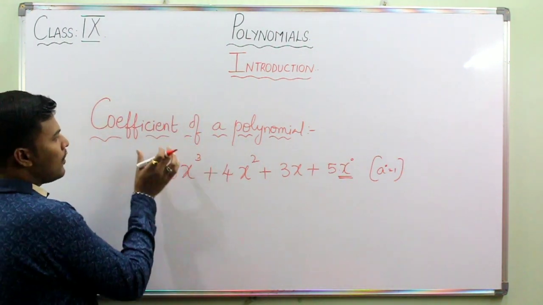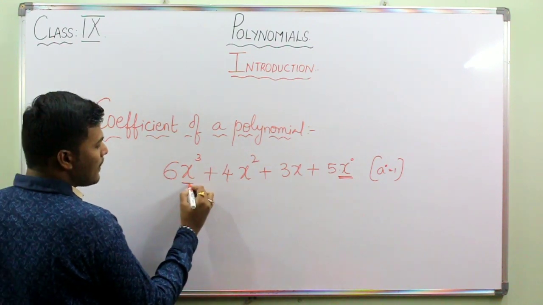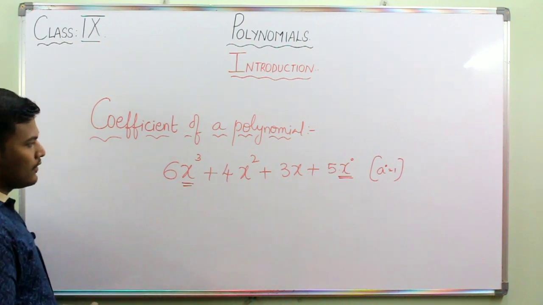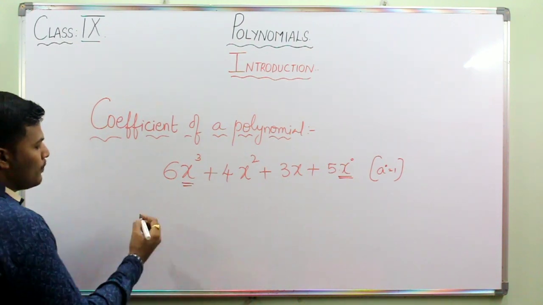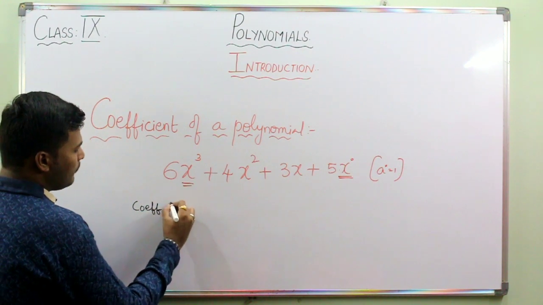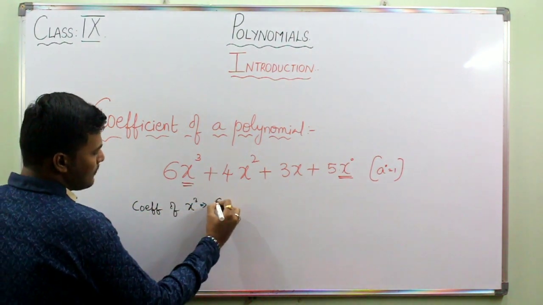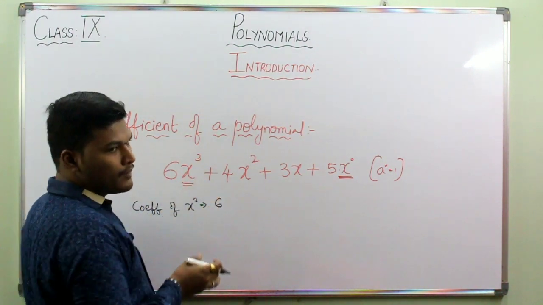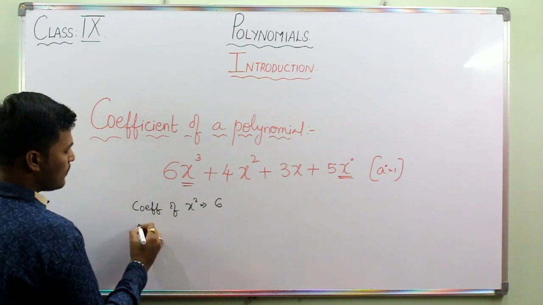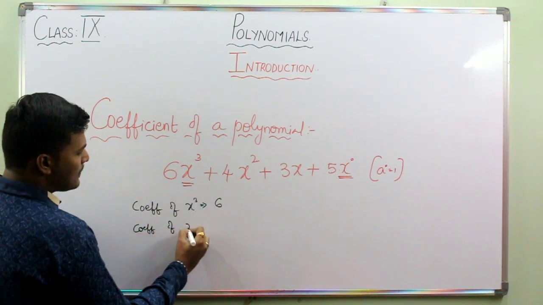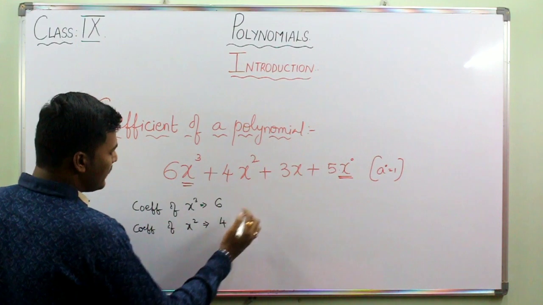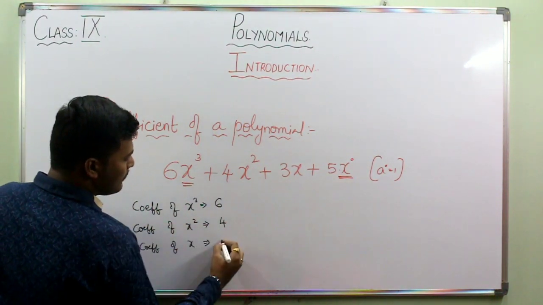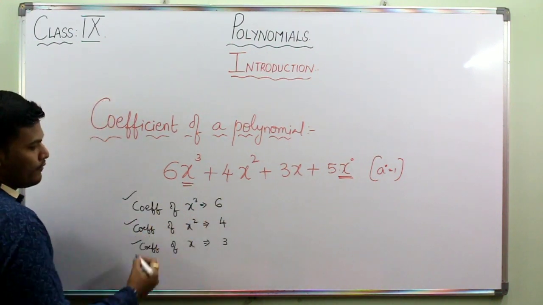In this, what is the coefficient? The number with which the variable is getting multiplied is called the coefficient. That means the coefficient of x cube is 6, because x cube is getting multiplied with 6. The constant is nothing but the coefficient. Here the coefficient of x square is 4 and the coefficient of x is 3. So these are called the coefficients.